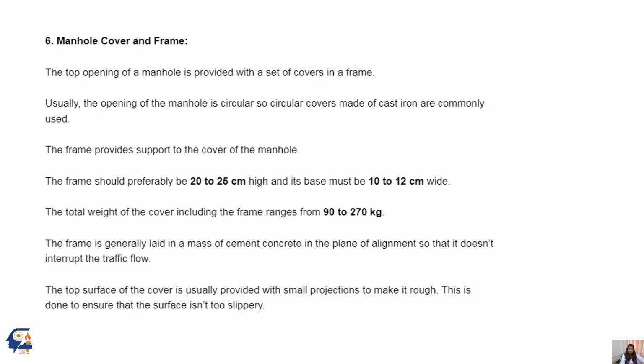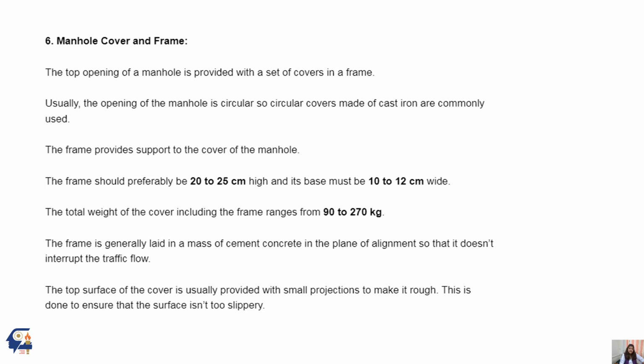Lastly, we are able to have a manhole cover and a frame. So this is an opening for a manhole, provided with a set of covers in a frame. The opening of the manhole is circular, so circular covers made of cast iron are commonly used, and the frame should preferably be 20 to 25 centimeters high, and the base should be around 10 to 12 centimeters wide. The total weight of the cover, including the frame, ranges from 20 to 270 kgs.